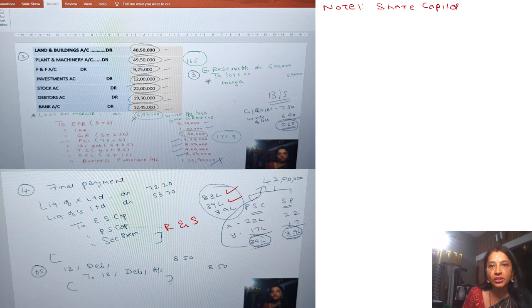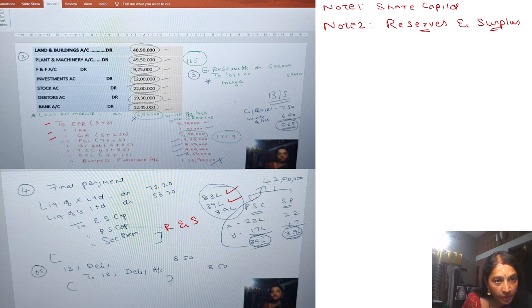So now the next one will be note 2. Note 2, you will calculate reserves and surplus. See, if your opening entries are right, you need not look at the question only. Just by looking at the opening entries, you can prepare the balance sheet. So which opening entries will you take? You will take export profit reserve, investment allowance reserve, general reserve, then profit and loss account, and then this securities premium over here. You will take all these reserves under reserves and surplus.